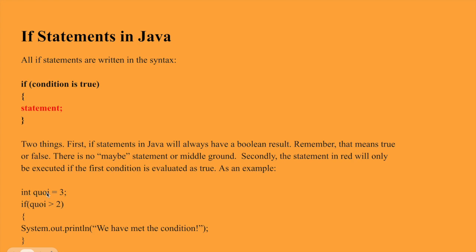So we have int qua equals 3. We need a semicolon to declare it. If qua is greater than 2, we don't need a semicolon here. In System.out.println, we have met the condition. So we can evaluate that as qua is 3. If 3 is bigger than 2, and so therefore we print out the statement here.